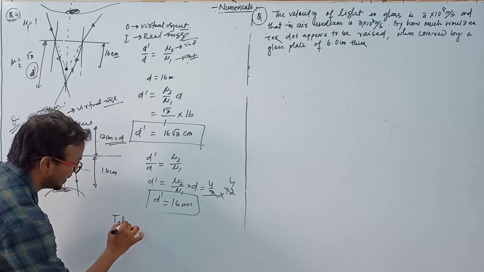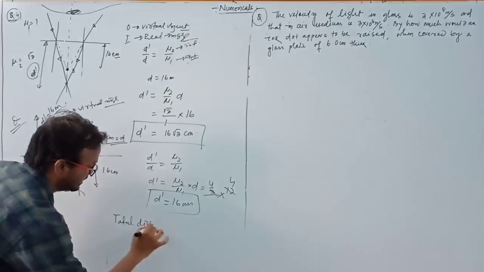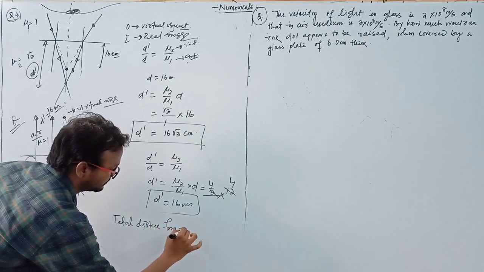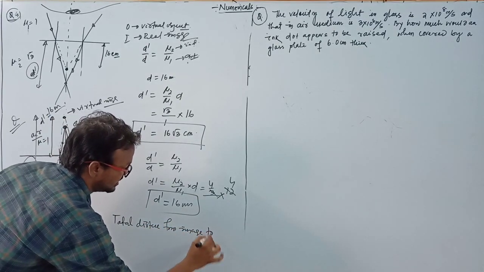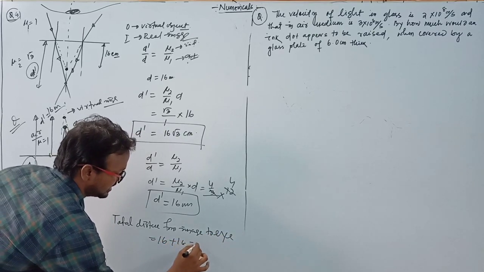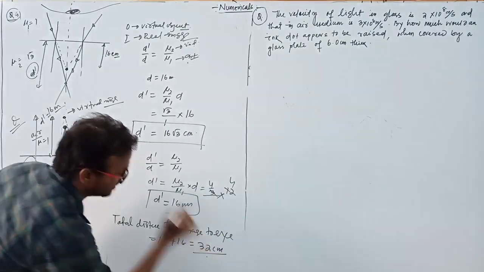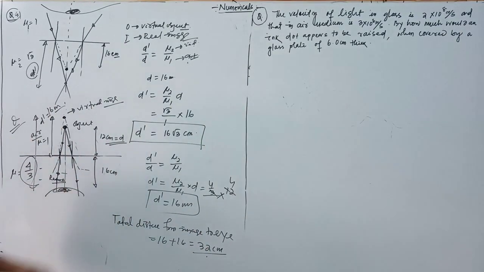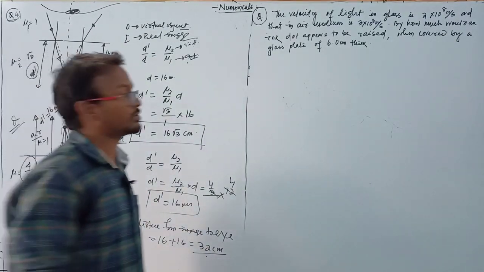So total distance from image to eye or observer is equal to 16 plus 16, which is equal to 32 centimeter. This is the concept. By using this concept, you can solve different types of problems.